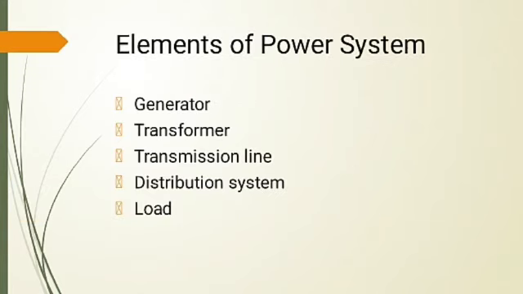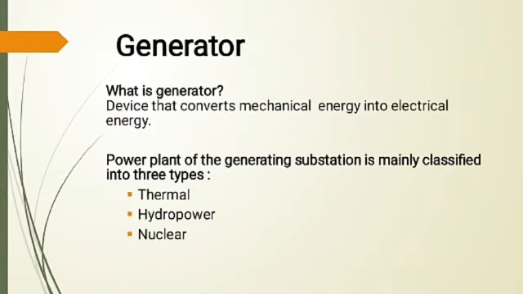Okay, there are several elements in power system, which are generator, transformer, transmission line, distribution system, and the load. First is generator. What is generator? Generator is a device that converts mechanical energy into electrical energy. The mechanical energy comes from the burning of coal, gas, and nuclear fuel, gas turbines, or occasionally the internal combustion engine.